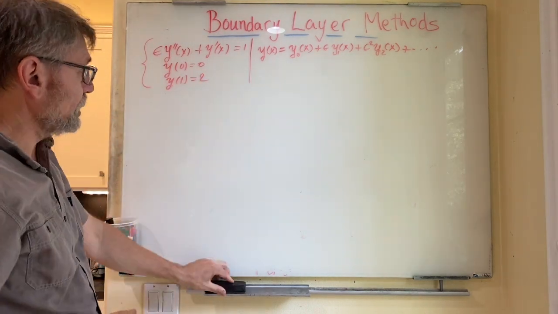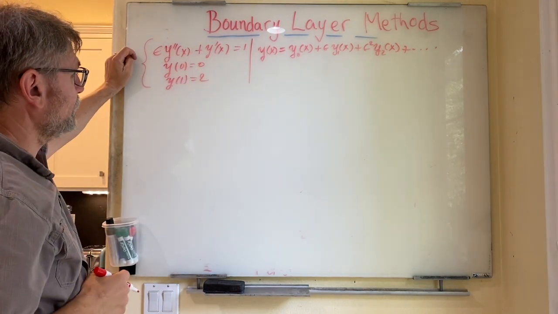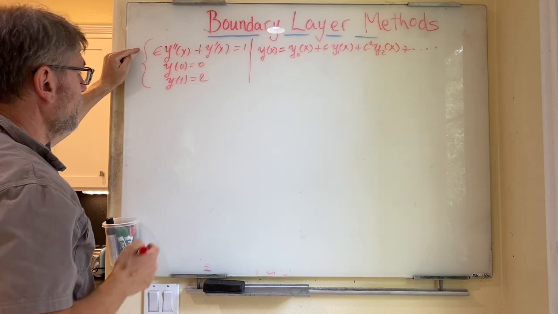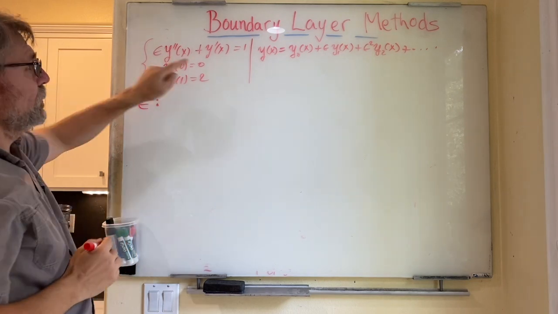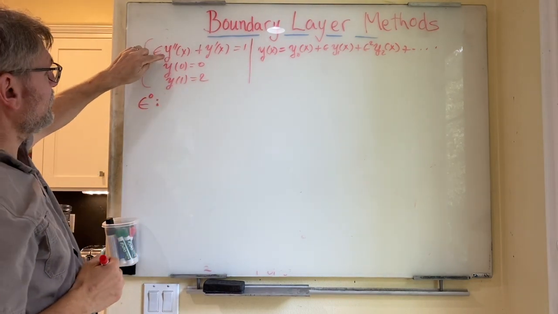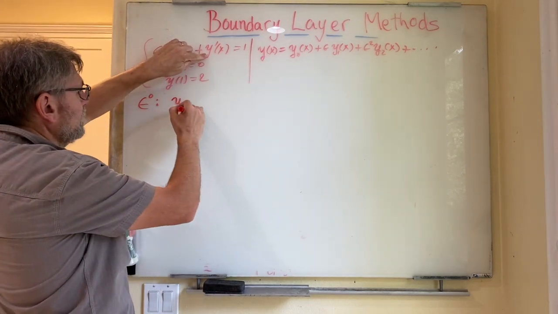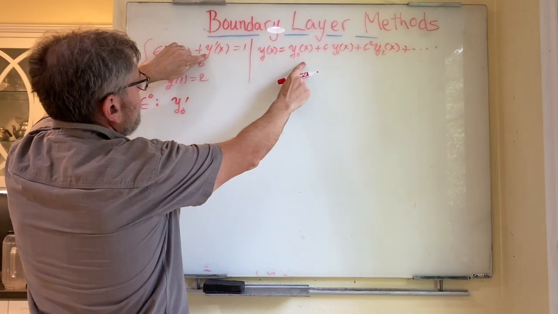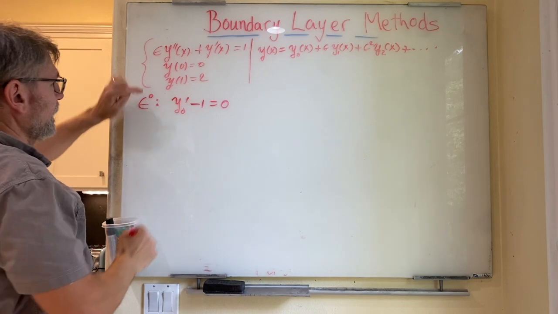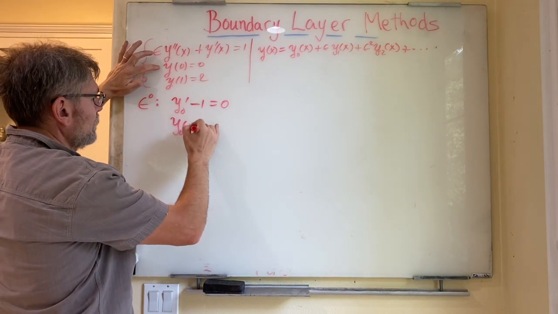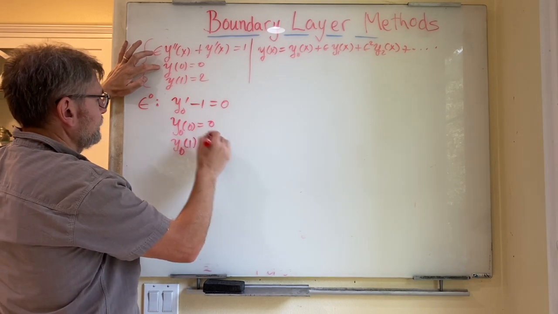Same thing as before. We substitute the power series into the equation and collect the like terms to see what we get. So plugging in and collecting terms to epsilon to the power 0, what do we get? We will get nothing from the second derivative because there's an epsilon out front, but we'll get a term for y naught primed of x from this term in here, and minus 1 equals 0 from that one. And then the boundary conditions will be y naught of 0 equals 0, y naught of 1 equals 2.